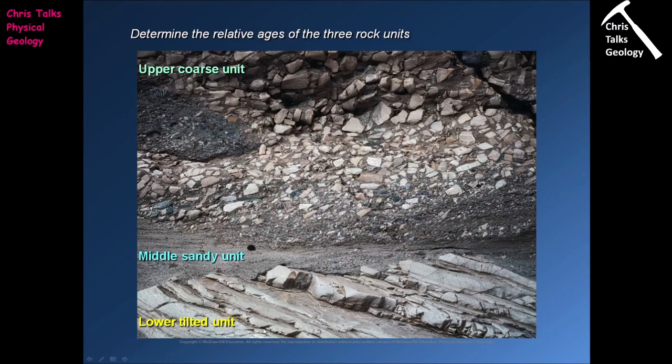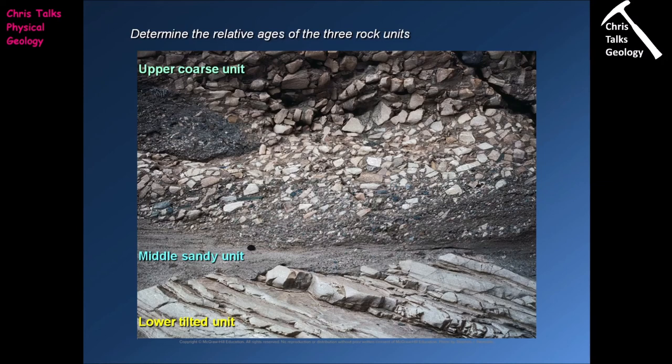So remember what I said, the principle of original horizontality states that the layers of sedimentary rock, when they are initially formed, will have been horizontal. The fact that these layers of rock are not horizontal tells us that after the rock formed, it must have been tilted.